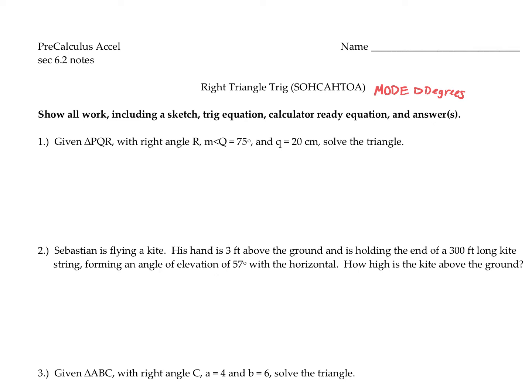First we have a triangle PQR, where the right angle is R. So let's draw that triangle. My right angle is R, and it doesn't really matter where I put P or Q, so I'm just going to put P and Q. They say angle Q is 75 degrees, and little q, which is the side across from big Q, is 20 centimeters. Now they want us to solve the triangle. What that means is they want us to find all the missing sides.